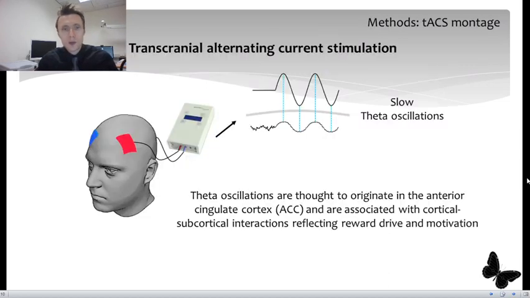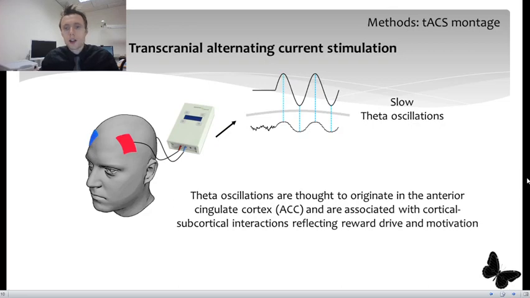So what did we do? In the first experiment, we applied theta oscillations, because we know that theta oscillations are important for reward driven motivation. So when there is a learning task like this, where there's points involved, you would expect that theta oscillations are important for that.